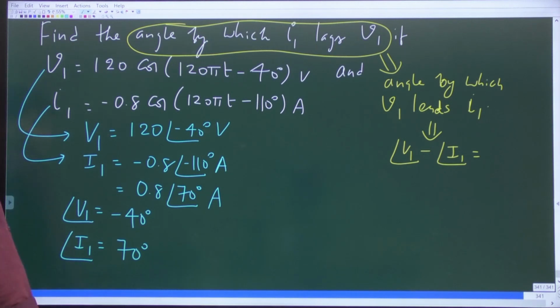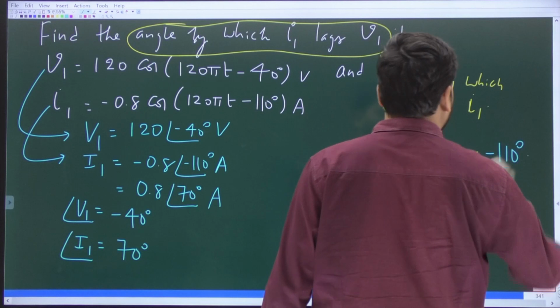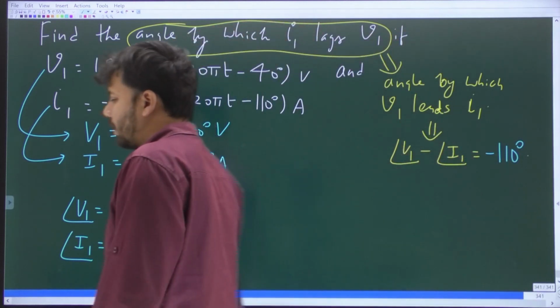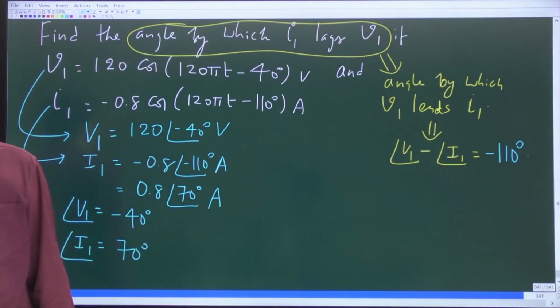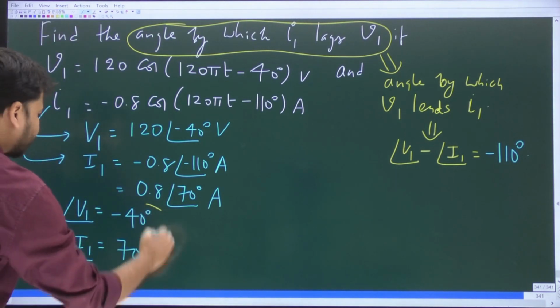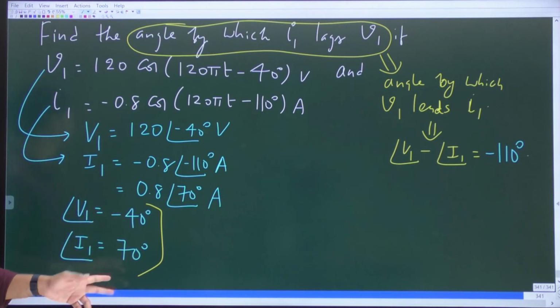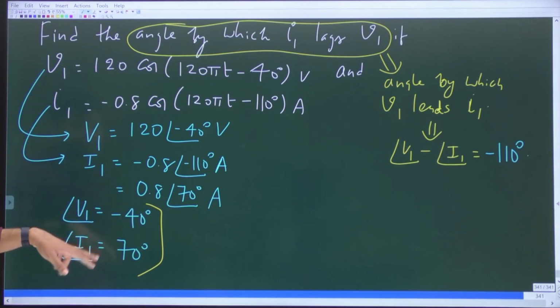Very good. So the phase difference between voltage and current is what? Minus 110 degrees. That's all. The angle by which I1 lags V1 is how much? Minus 110 degrees. But what is the final conclusion here? If you look at the two phase angles, one phase angle is negative. The other phase angle is positive. What is the phase difference?